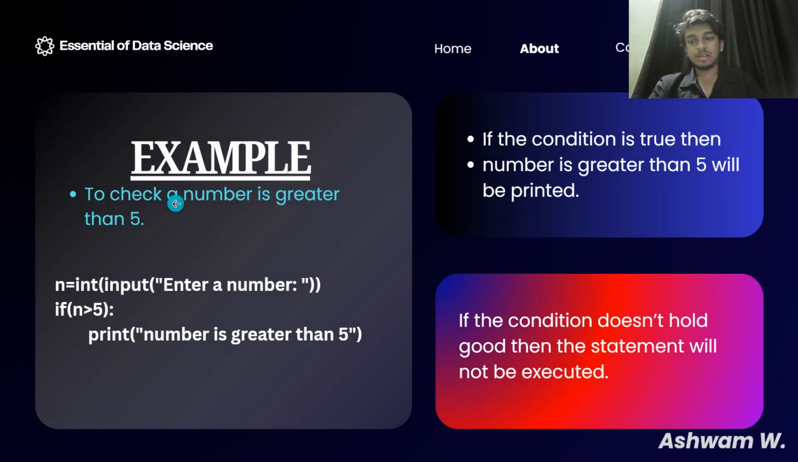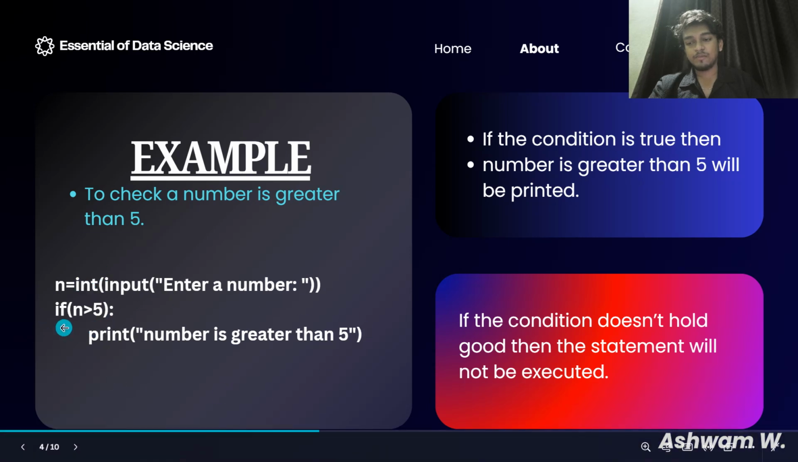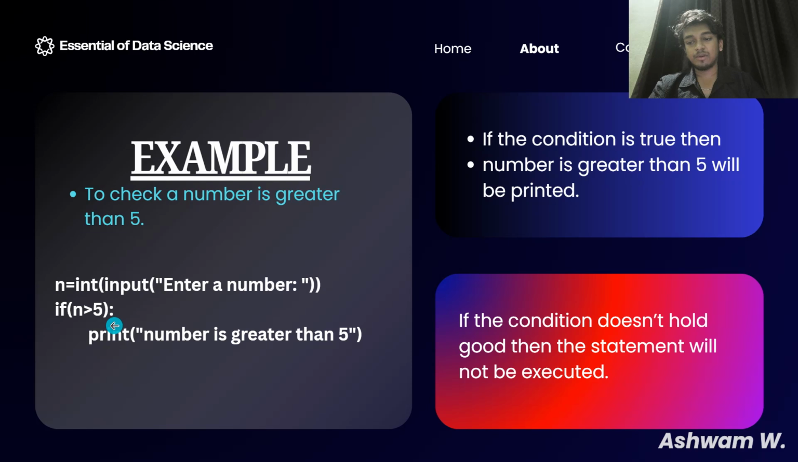So here is a simple example of an if statement to check if a number is greater than 5. In this example, we are asking for input in the form of an integer from the user, and here is our if statement. If with the condition followed by a colon, and this is a block of code.